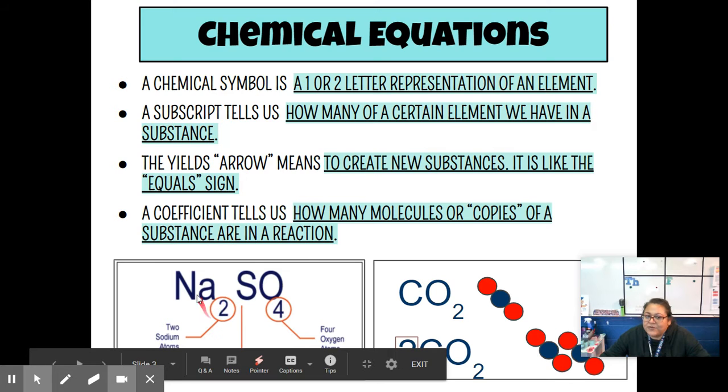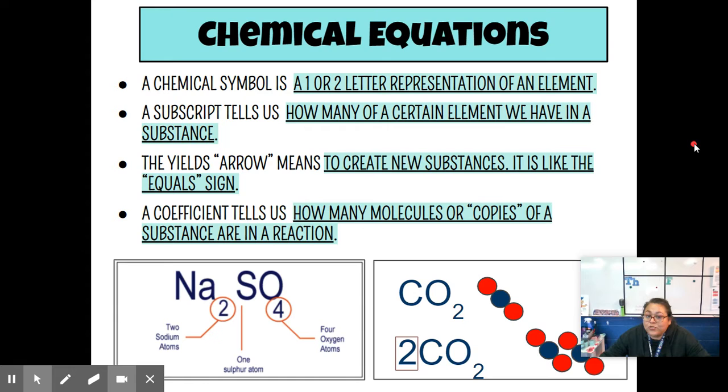So in this particular example here, Na2SO4, it's 2 sodium atoms, 1 sulfur atom, and 4 oxygen atoms. In the other picture, the one with CO2, 1 carbon, 2 oxygen, and I can kind of see that visually represented with my yellow, my red and blue little circles there. 1 carbon, 2 oxygen. And if I have 2 CO2, it means I have a coefficient of 2 in the front. That's telling me I have 2 copies, 2 molecules of carbon dioxide. And I can see, again, in my diagram that I have like 2 pair.